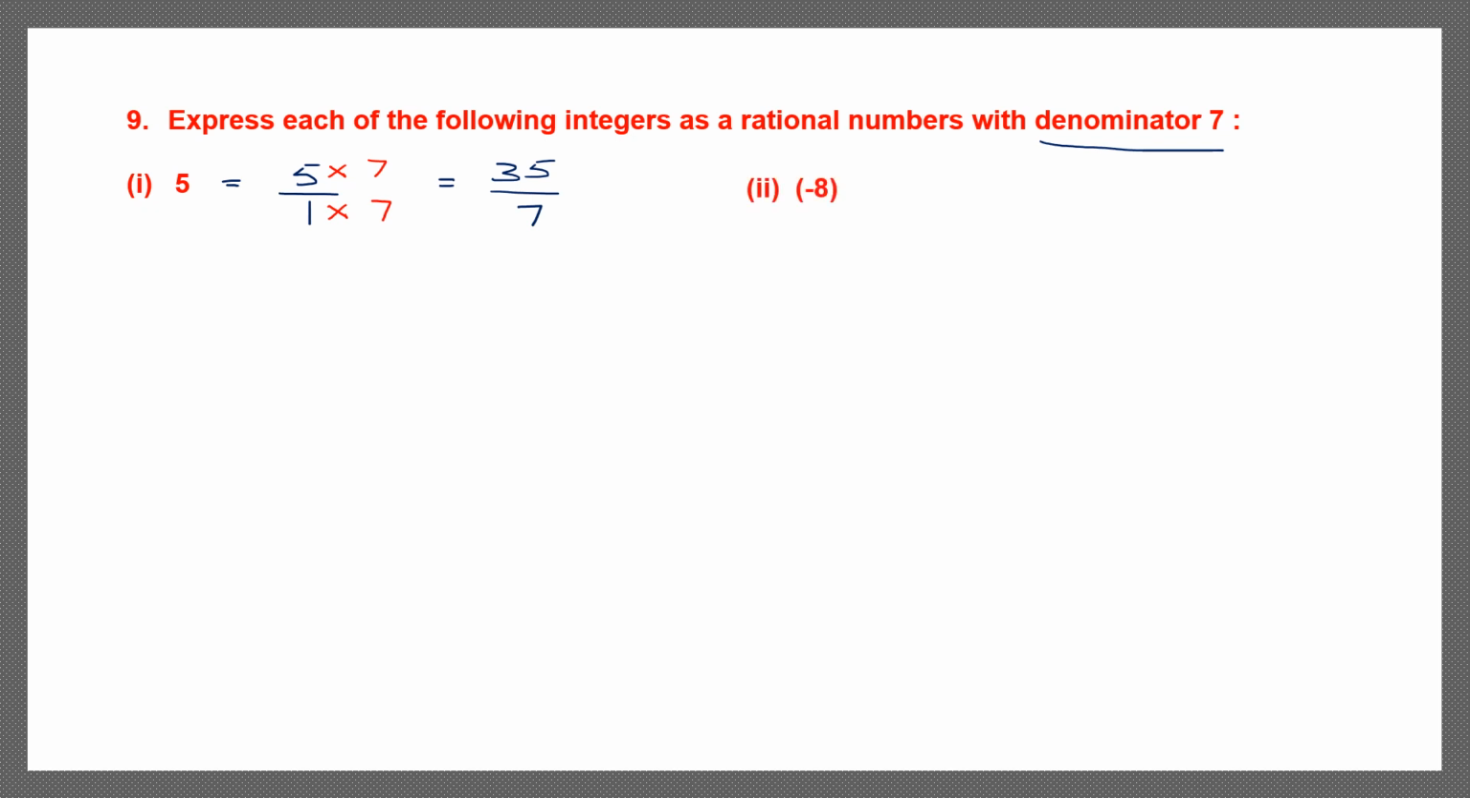Question 2. Now here we have minus 8. So let me write minus 8 as a fraction without changing the value. So that is minus 8 by 1. Now if I have to give it the denominator 7, I need to multiply this by 7 and this by 7. So now what do I get? The sign is minus. 8 sevens are 56. 1 sevens are 7. So my answer here is minus 56 by 7.